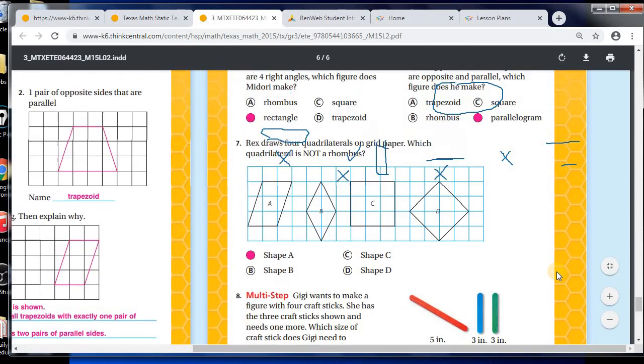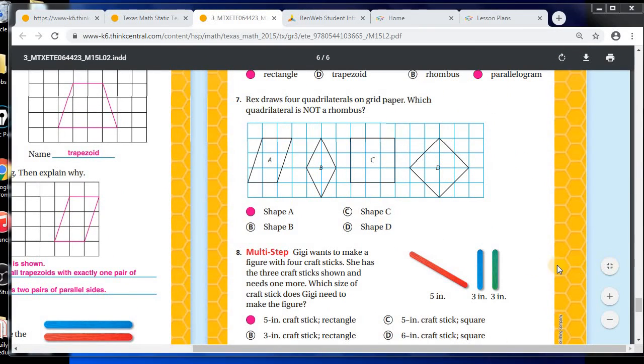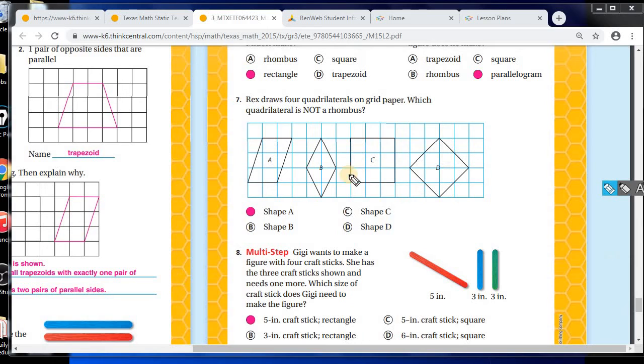So let's move on to number 7. So it says Rex draws 4 quadrilaterals on grid paper. Which quadrilateral is not a rhombus? So we're looking at which one's not a rhombus. And your answer would be A. It is not a rhombus because it does not have all 4 sides of equal length. And that's the clear definition of a rhombus. All of these have all 4 sides of equal length. So that's why this one's not it.